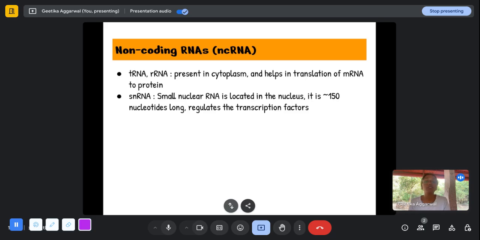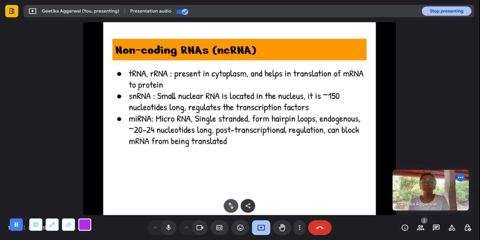snRNA, also called small nuclear RNA, as the term suggests, is located inside the nucleus. It is about 150 nucleotides long, so it contains about 150 nucleotide bases, and it regulates the transcription factors. Now, we've already discussed that transcription factors are the proteins which promote the attachment of the RNA polymerase enzyme to the promoter sites of the DNA.